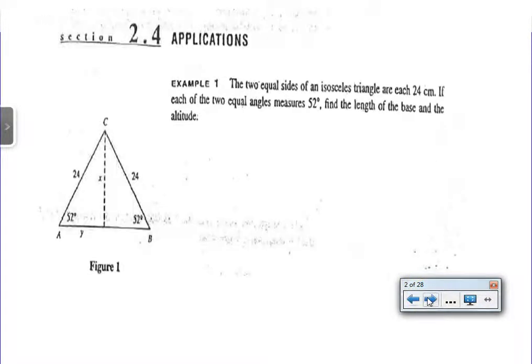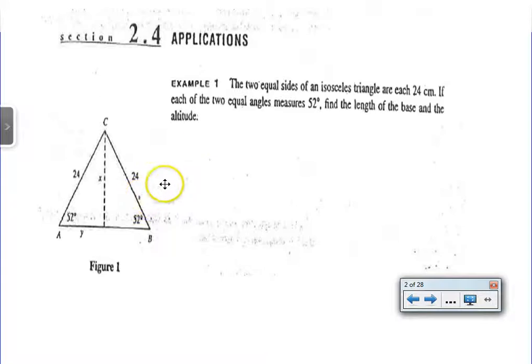So first, section 2.4 applications. Find the page of your notes that looks like this. And it says if two equal sides of an isosceles triangle are 24 centimeters, the two equal sides are 24 centimeters. If each of the two equal angles is 52 degrees, find the length of the base and the altitude. So they've labeled half of the base as y. We're going to have to figure out the whole base in a minute. And then the altitude as x.